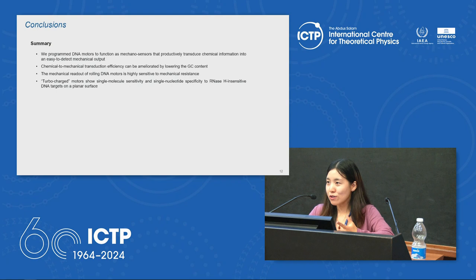I hope I convinced you that we were able to program the DNA models to function as mechanosensors. We can transduce chemical information into mechanical outputs, which are very easy to detect. This chemical-to-mechanical transduction can be ameliorated if we lower the GC content. And this mechanical readout is very sensitive, with single-molecule sensitivity and single-nucleotide specificity to the DNA targets.